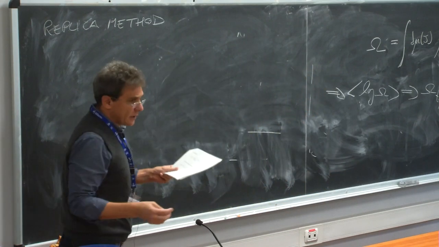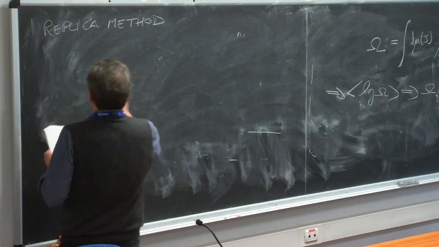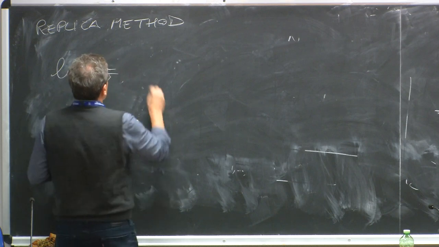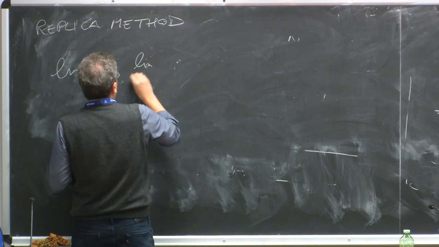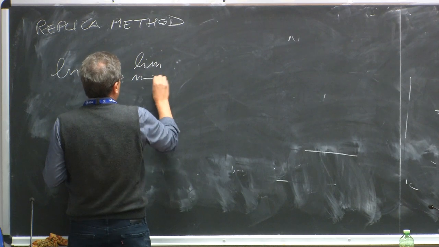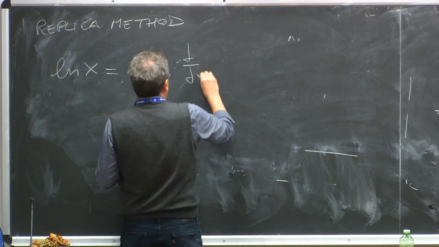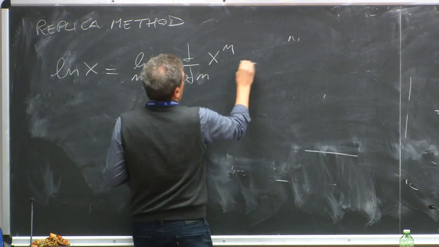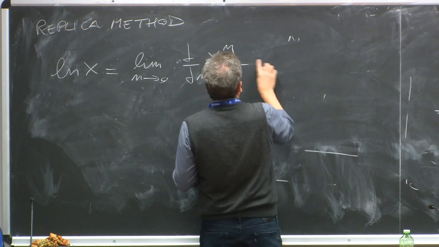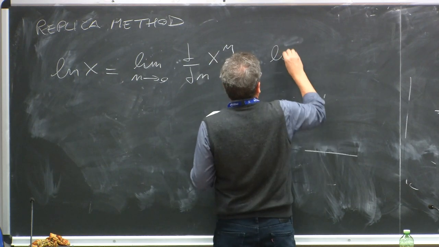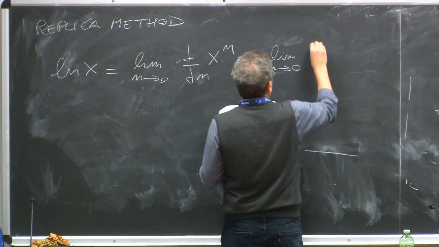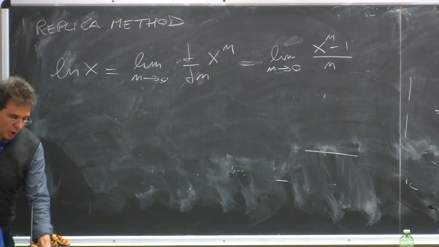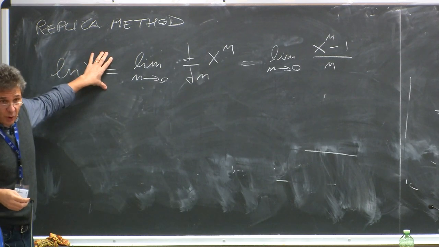OK, so the replica method is based on the following trick. You can always write the log of x as a Taylor expansion. So you can take the limit n going to 0 of d over dn of x to the n. This is trivial, right? And then you expand this quantity, and what you get is the limit n going to 0 of x to the n minus 1 divided by n. Okay? This is the kind of identity that we're going to exploit.